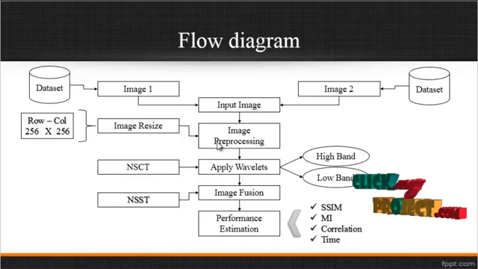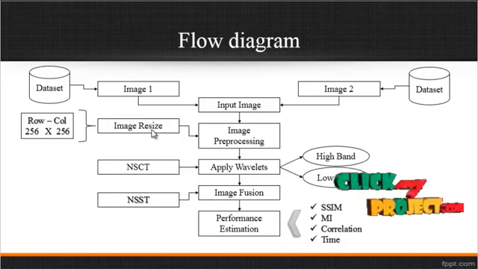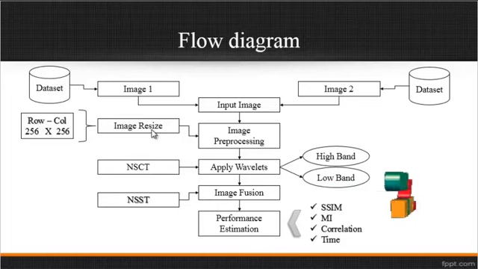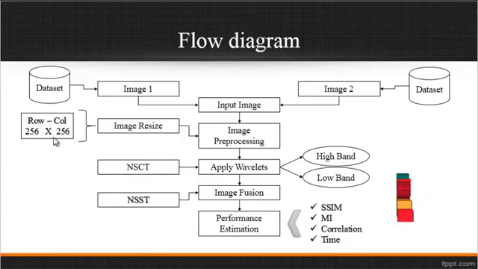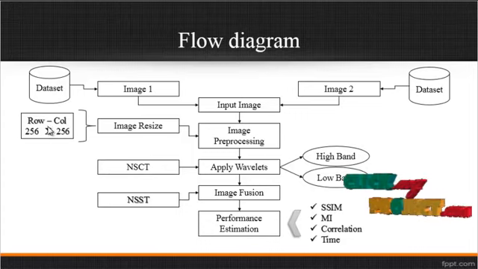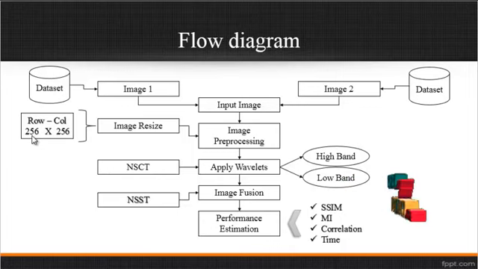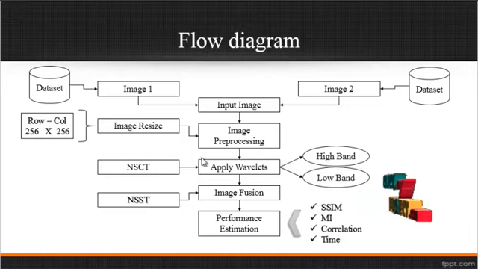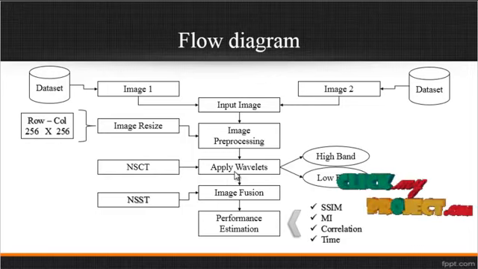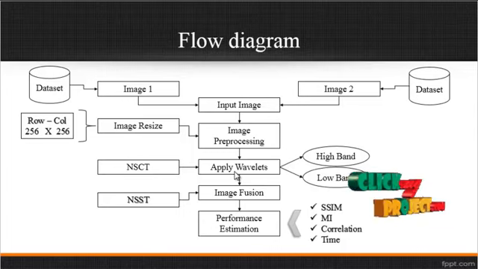In this image pre-processing, the image resize is done to optimize the size of the image. Here we do the image resize by changing the rows and columns to 256 by 256. Hence, the number of rows will be 256 and the number of columns will be 256. After the image resize, the wavelet is applied by means of the NSST algorithm, the non-subsampled shearlet transform.